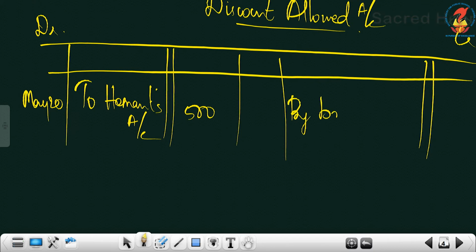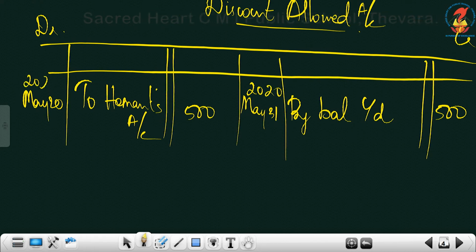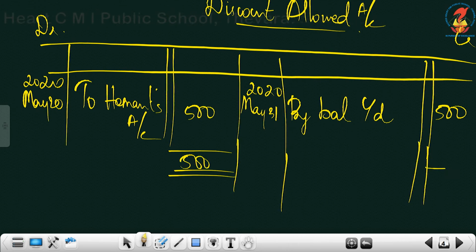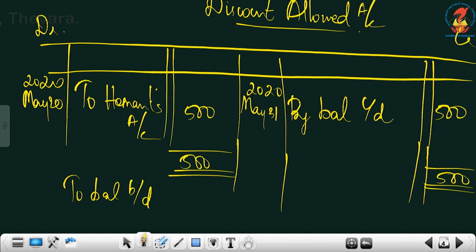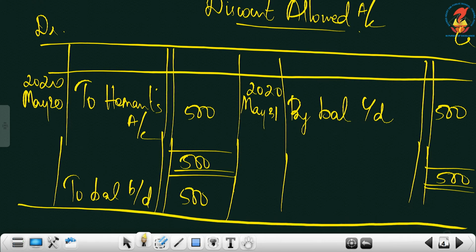Only one item, it is by balance carry down 500. The date is May 31st, the last date you can write, and write the totals. Only after writing the total you can write the balance brought down. Follow the same order. So take it to the opposite side, it will become to balance brought down. Okay, the next is, I'll show Nihar's account also.